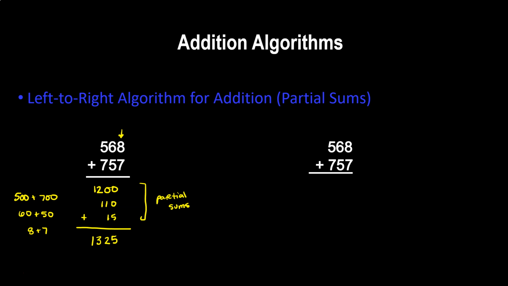So starting with my units place, I would do 8 plus 7 to get 15, carry my 1. 1 plus 6 plus 5 is 12, carry my 1. 1 plus 5 plus 7 is 13, and I get the same answer.